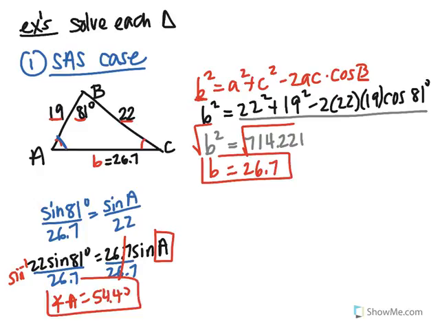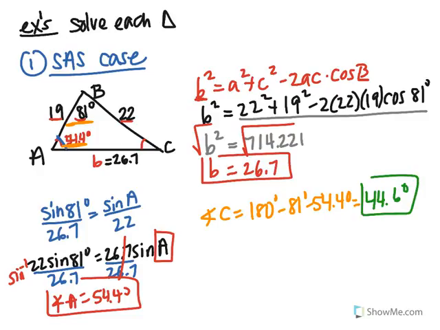So now that we have A is 54.4 degrees and we have two of the angles, we can just do 180 minus these two to get angle C. And when we do that, angle C ends up being 44.6 degrees. So that's law of cosines with the side-angle-side case.